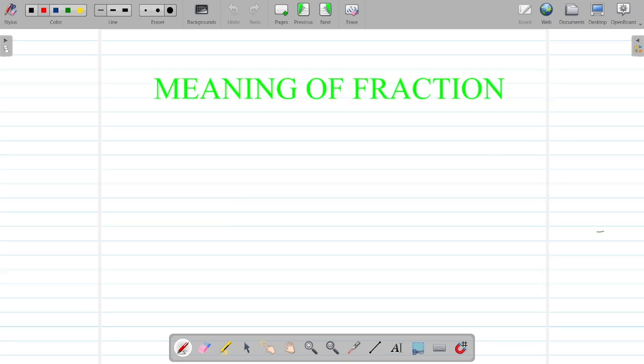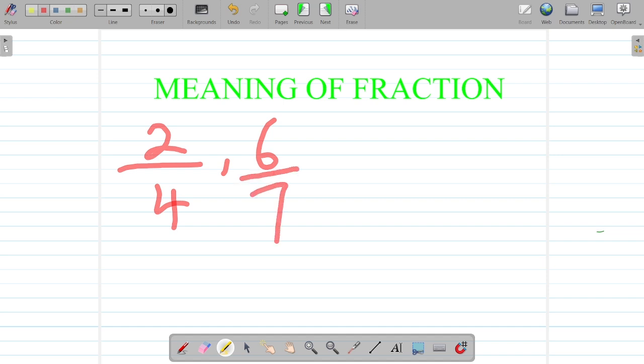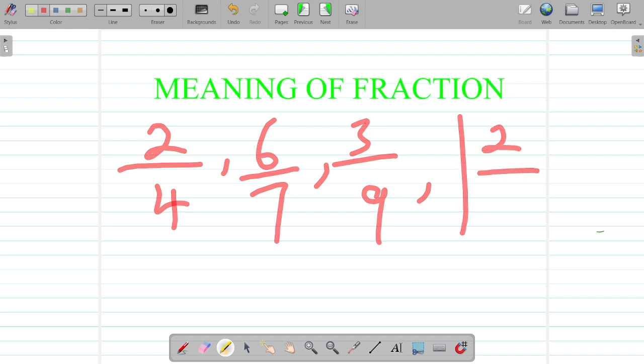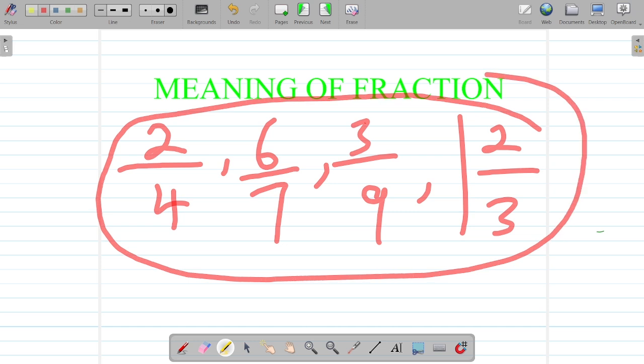In a fraction, we have 2 over 4, 6 over 7, 3 over 9, 1 whole number 2 over 3. Now if you see any form of this number, it is referred to as a fraction.